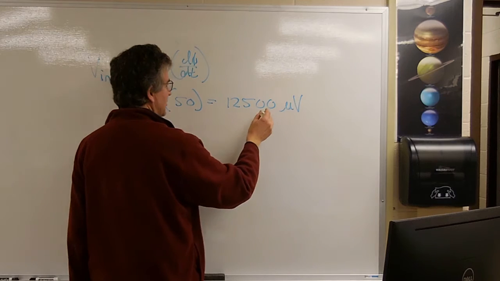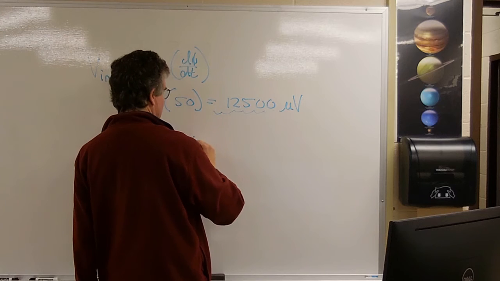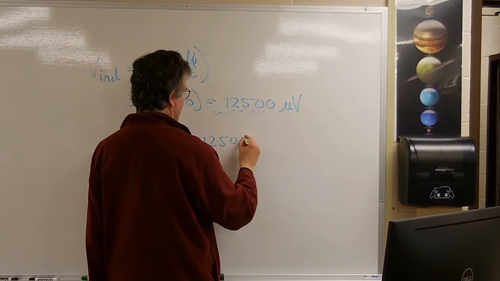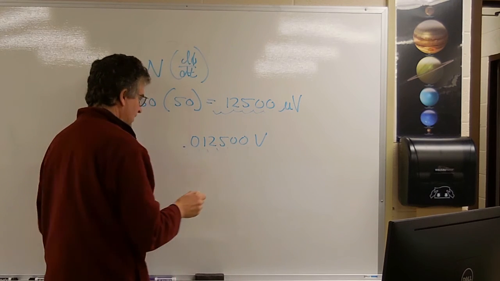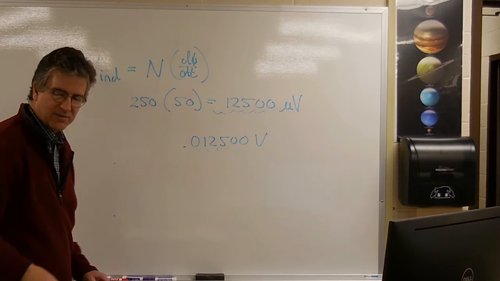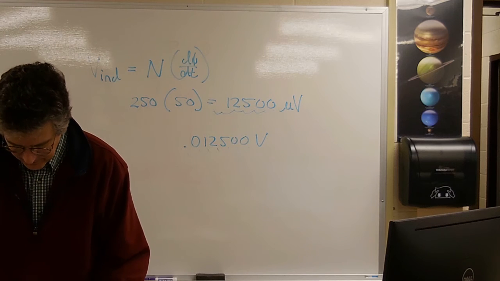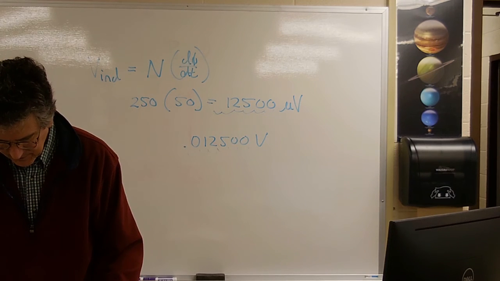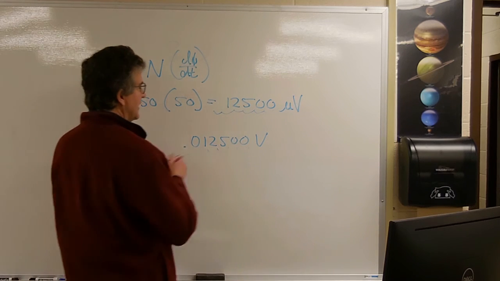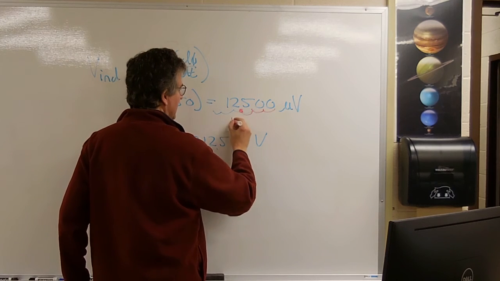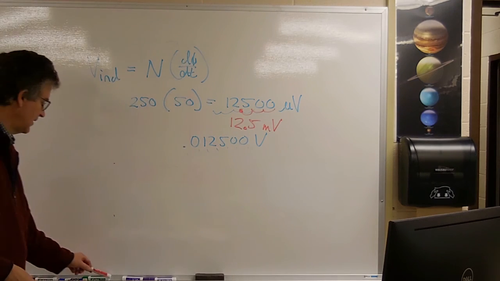So move over 1, 2, 3, 4, 5, 6, so 0.01250 volts. Check my answer on this. They're saying 12.5 millivolts. Yeah, I think that looks about right. That's microvolts, 1, 2, 3 over. Yes, that would be 12.5 millivolts. So that makes sense.